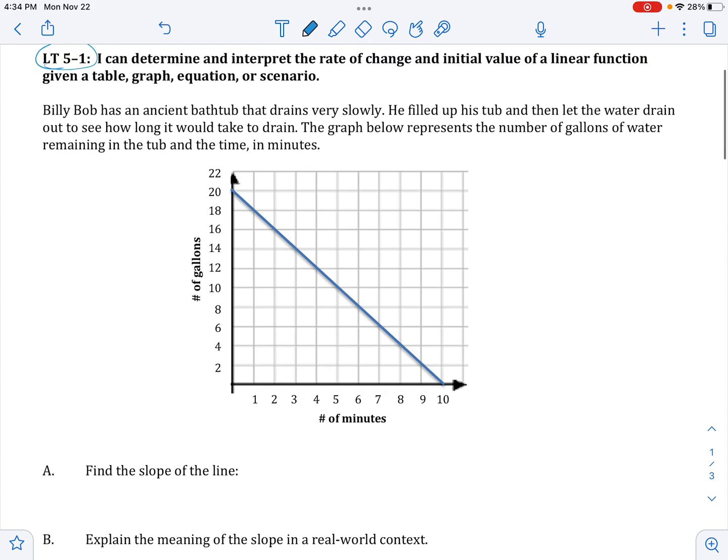And what I'm noticing is this is a story about the number of gallons in a bathtub and how much time goes on. Remember, rate of change is about relationships between two things changing. So what I see is the number of gallons in the ancient bathtub decreasing and the number of minutes going by. So time is ticking and the pool is emptying. The first question is find the slope of the line.